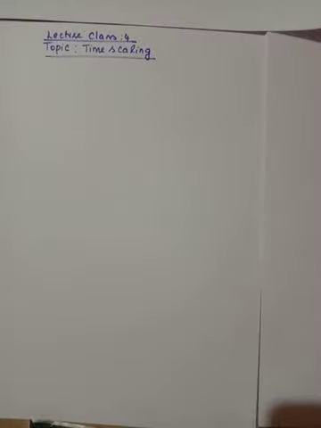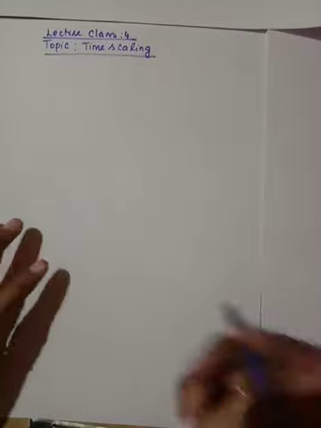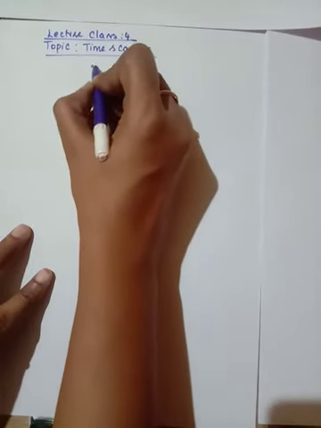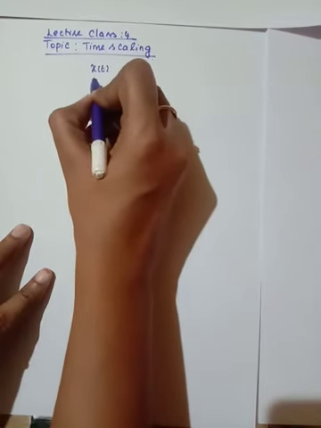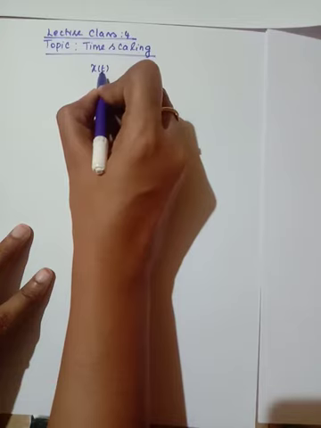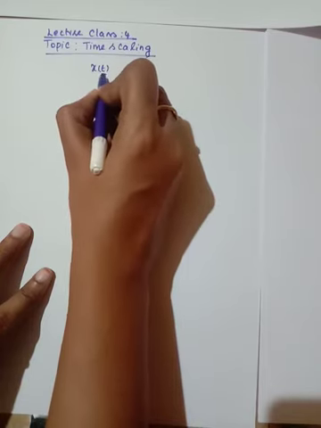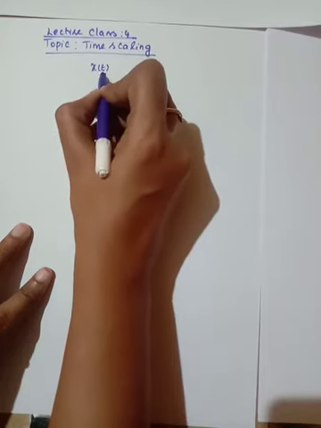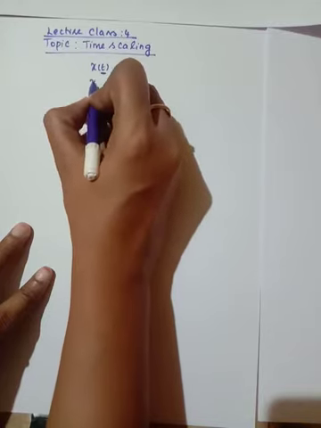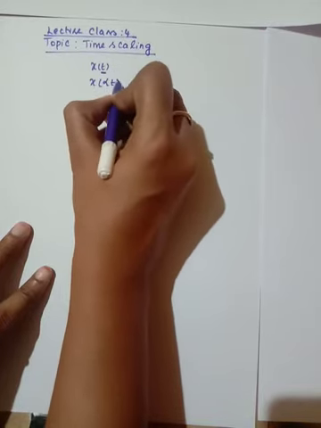Students, in the previous video we discussed time shifting and time reversal. Now the third operation is time scaling. Here we consider a signal x of t. Scaling of time means that we multiply the time by some constant value, which is represented as x of alpha t.